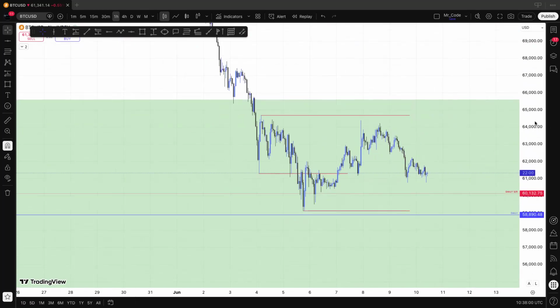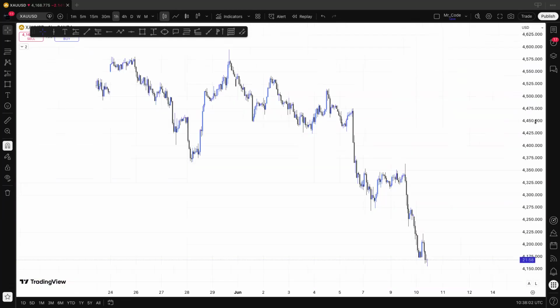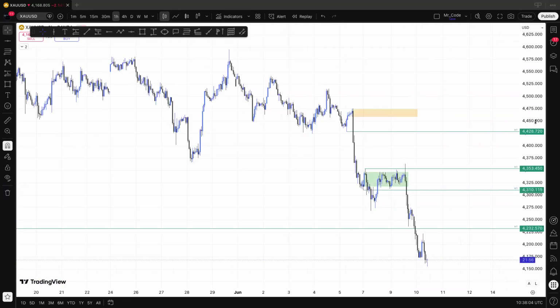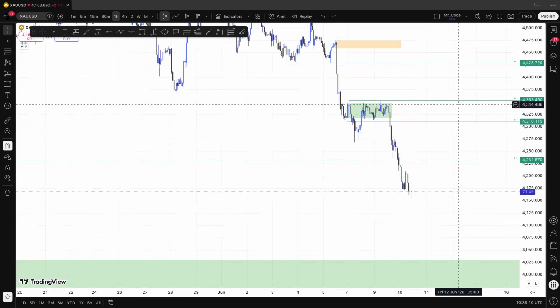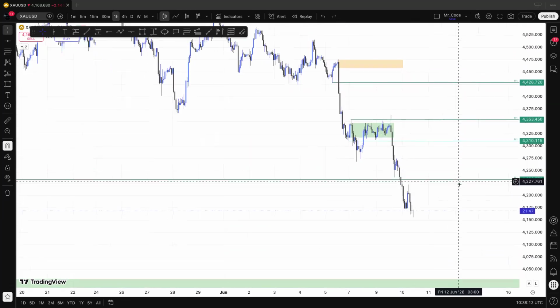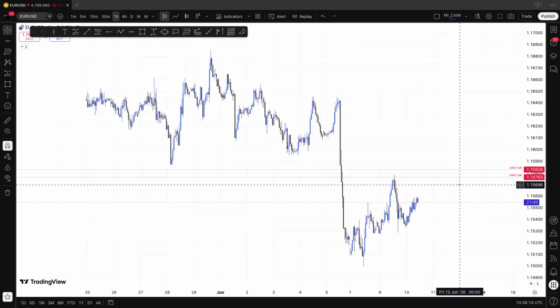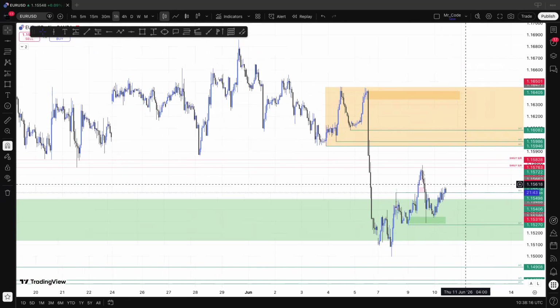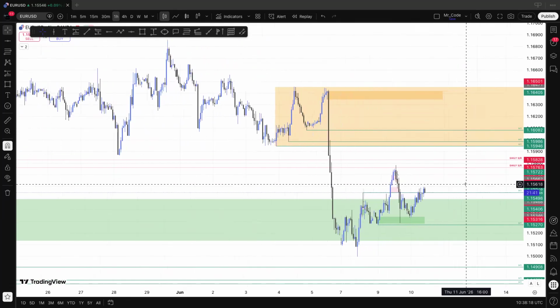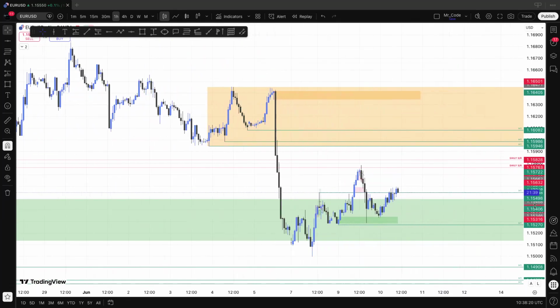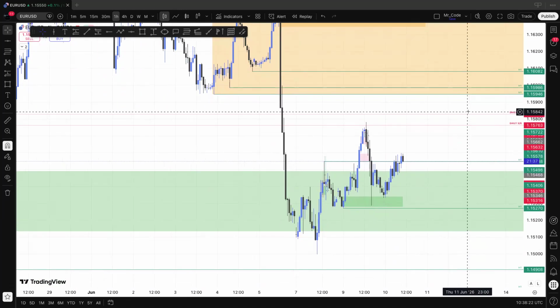BTC USD is bearish. XAU USD is still bearish and has a potential to reach the weekly demand. And on Euro USD, we are still bullish.